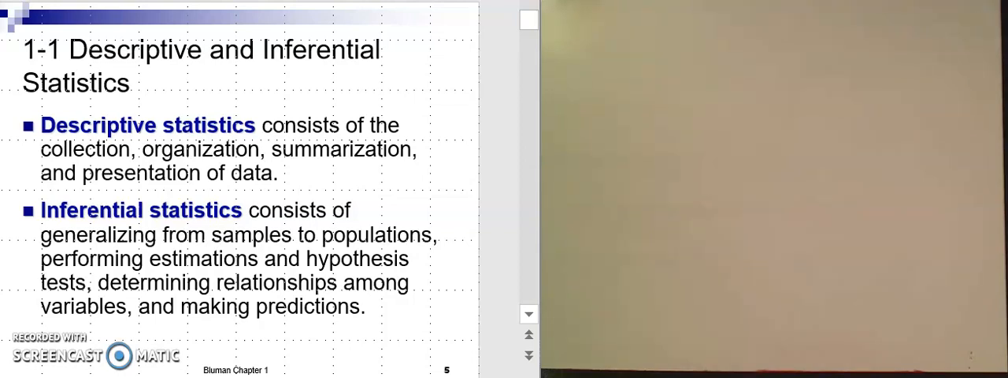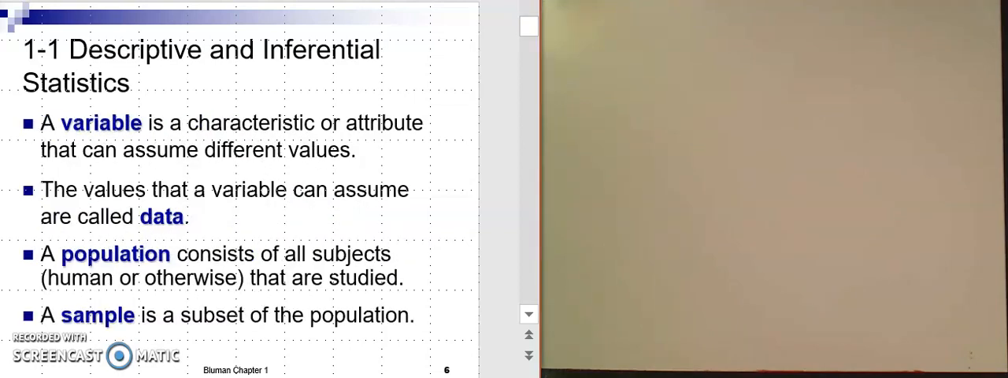Now, we also need to know some vocabulary when we're talking about data collection and such. So 4 terms that come up quite a bit are these: variable, data, population, and sample. A variable, this term is a little different than the word variable that was used in algebra. It's describing a characteristic or attribute that can assume different values. So really, when we look at it in terms of statistics, we're talking about a variable of interest. What is our study about? What are we researching? What is our variable of interest?